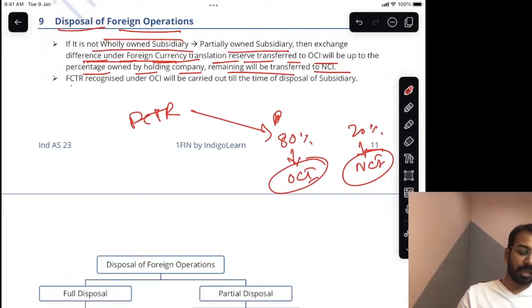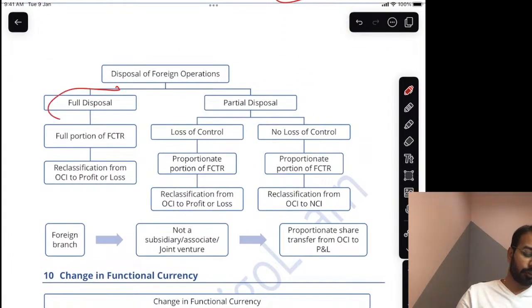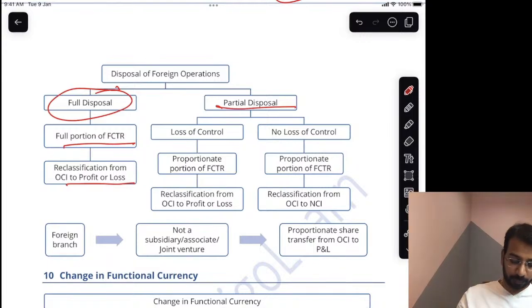Then FCTR recognized under OCI will be carried till the time of disposal of the subsidiary. So you will continue to carry it till the time of disposal of the subsidiary. If it is fully disposed, the entire portion of FCTR will be taken to P&L. If it is a partial disposal, then you will move a proportionate portion from OCI to P&L. And if there is no loss of control, you will move from OCI to NCI.